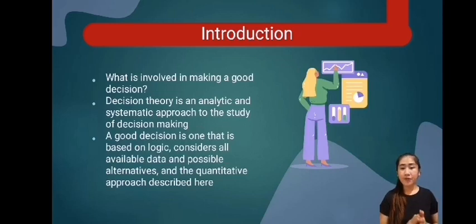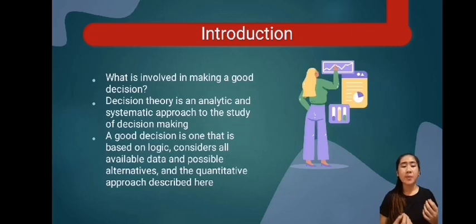The success or failure of a person depends on the decision he makes. Every decision can make the difference between a successful career or an unsuccessful one. So decision theory is an analytical and systematic approach to the study of decision making. The difference between a good and a bad decision is that a good decision is based on logic. It considers all available data and possible alternatives and applies a quantitative approach.